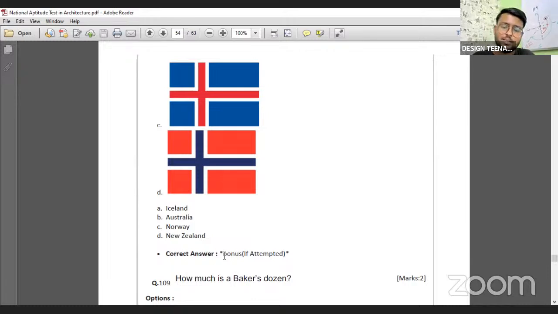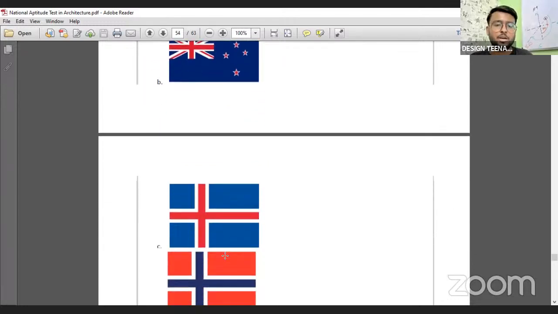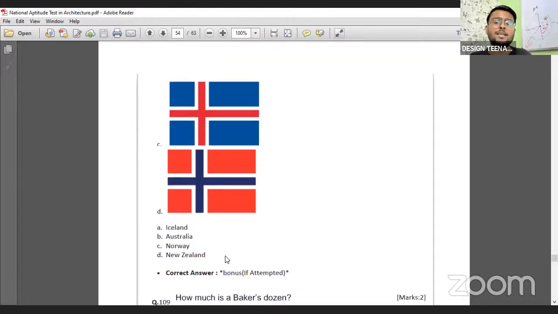Coming to this question, as I told you a few minutes ago, or at the very beginning of this session, or previously also, there might be some questions where the question itself is not given. 4 flags and 4 options, and you don't know what to do. Whoever has marked any answer, you have no clue what to do, you are confused. It's written as bonus if attempted, so you attempt each question. Make sure not a single question is left out, since there is no negative marking.